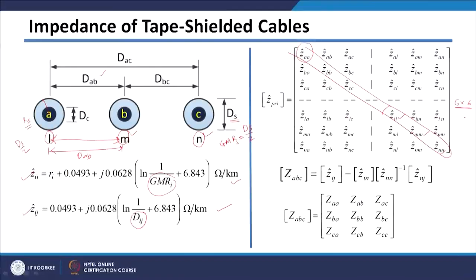This is how we can calculate this 6 by 6 matrix, which is called the primitive impedance matrix. Then, using Kron's reduction, where these are the 4 parts of the matrix, because these 3 belong to the phase conductors and these correspond to the mutual and self entries of the neutral or earth conductors, we can get the phase impedance matrix, which is 3 by 3, and which will be used for your different calculations.